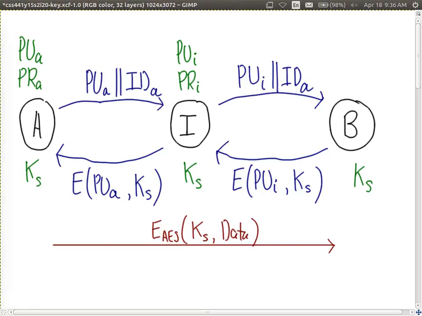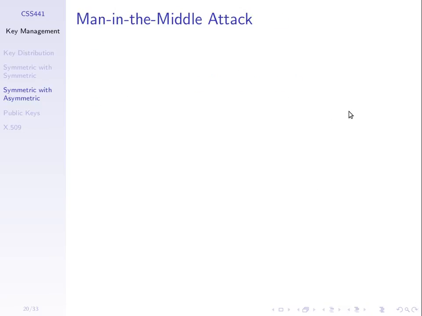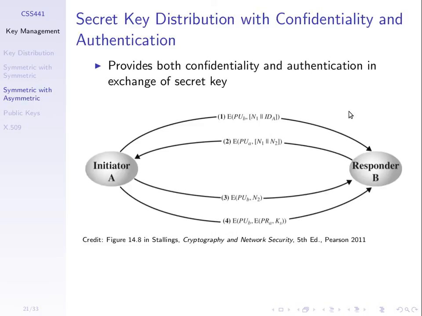Any other questions on the man in the middle attack before we move on? Our simple approach of just sending the public key doesn't work, at least if it's possible for an attacker to modify and insert messages. Of course, if we already knew each other's public key through some other means, we can still use public key encryption without signed messages.